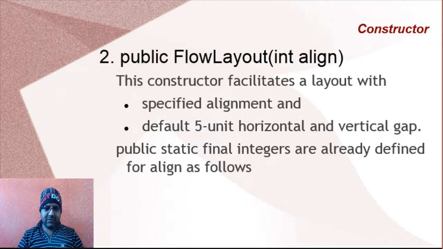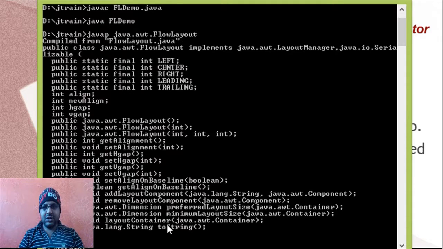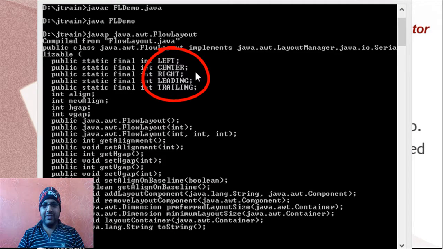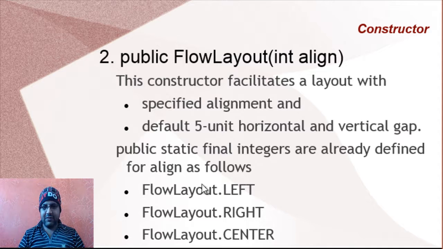So let's see it on command prompt first. java.awt.FlowLayout. So we can see here there are some public static final integer constants defined in the FlowLayout class just to facilitate the alignment: left, center, right, leading, trailing. So once again go back here. You can see I have written FlowLayout.LEFT, FlowLayout.RIGHT, FlowLayout.CENTER, the most commonly used constants for alignment. So let's check it in code.